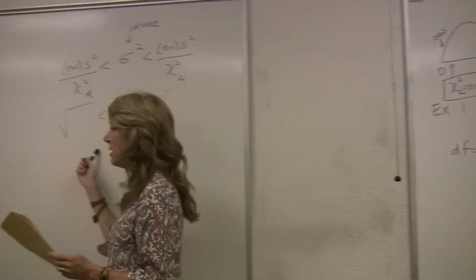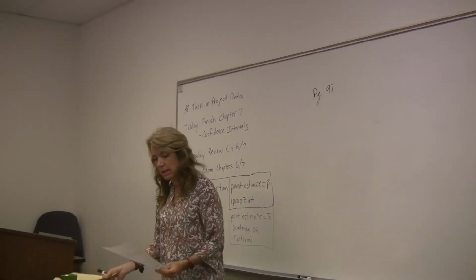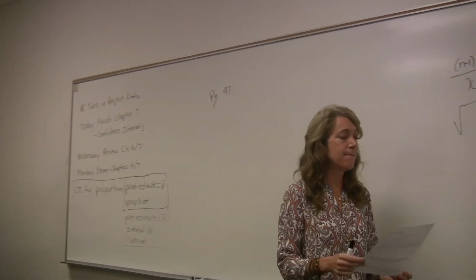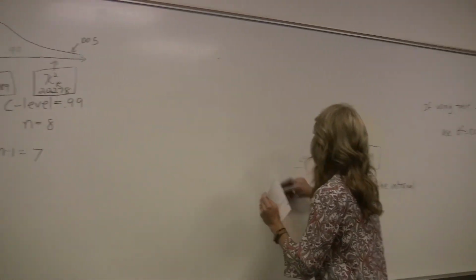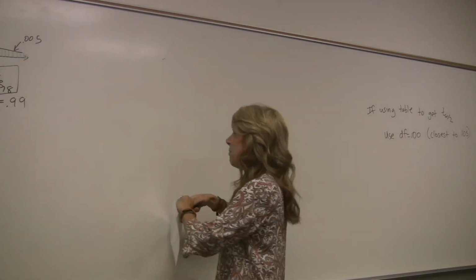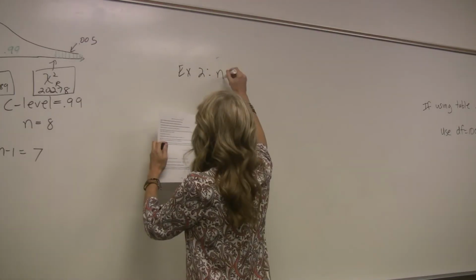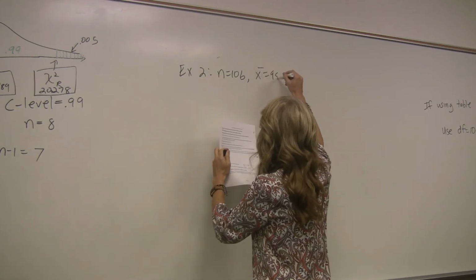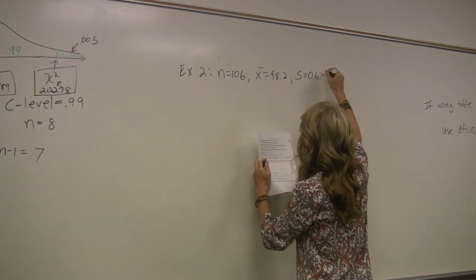So let's put it together in this ugly formula. We can set up one of these. Let's look at example 2, the one we just talked about. So this is similar to what we did earlier. They gave us the same information. The n is still 106. The x bar is still 98.2. But this time s equals 0.62.